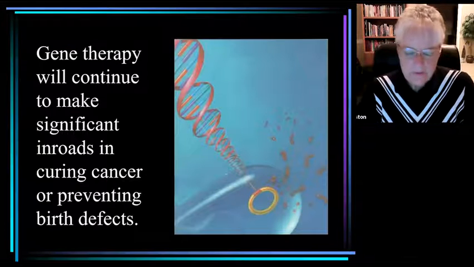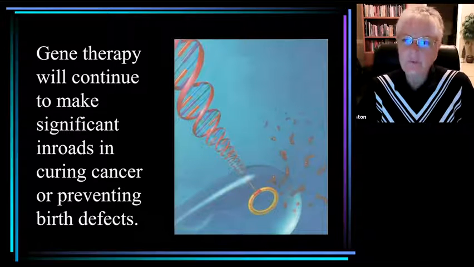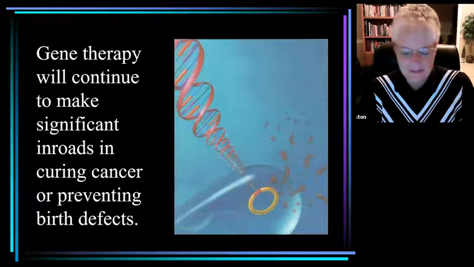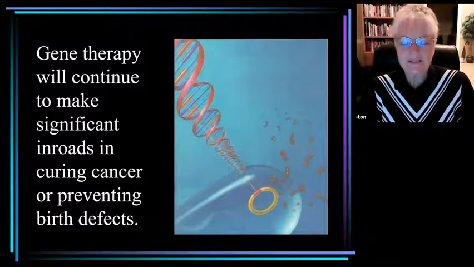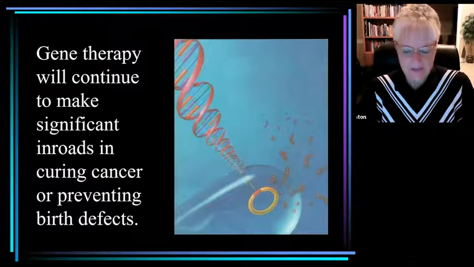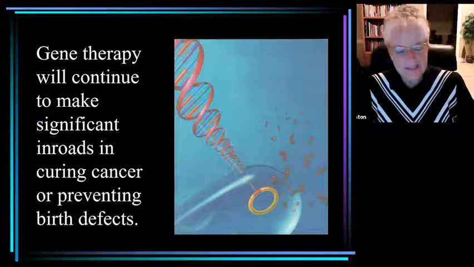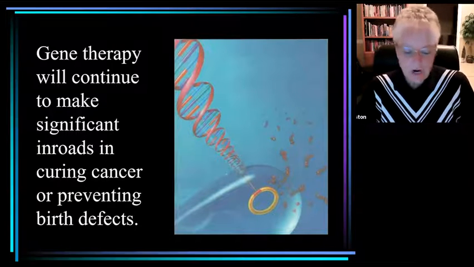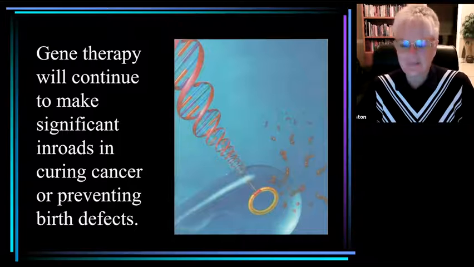We also know that technology, particularly gene therapy, is going to continue to help us to prevent or reduce the incidence of diseases that are now considered untreatable. For example, gene therapy is going to continue to make significant inroads in curing cancer. And in fact, the National Institutes of Health suggests that cancer and maybe even heart disease deaths will diminish or disappear completely within the next 2 decades as a result of gene therapy.